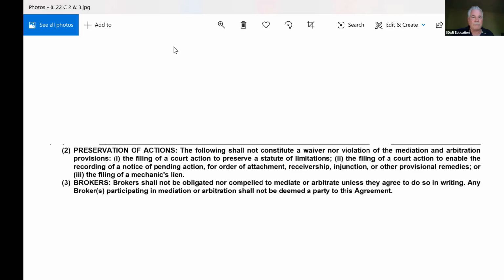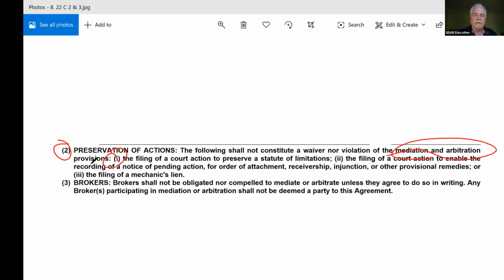So okay, let's wrap it up here. We're going to talk about the final part, which is preservation of actions. Number 2 here is preservation of actions. The following shall not constitute a waiver. In other words, even though you do what's coming, it doesn't say that the rest of this before this is going to go away, nor a violation of the mediation and arbitration provisions.